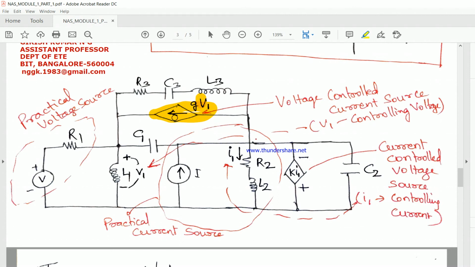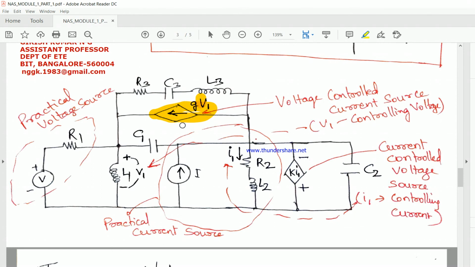So this is what dependent is all about. This current source is dependent on V1. Now where exactly is V1? V1 is here, the voltage across L1. Therefore you try to find out the voltage across L1 and then substitute that value here. Then you find out the exact value of this current source, which is dependent on V1.